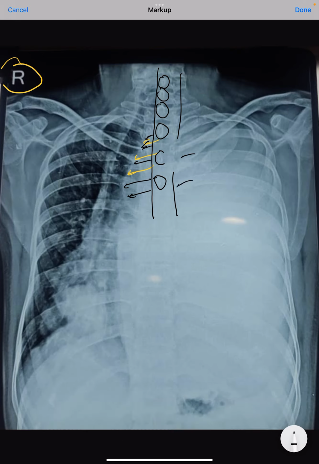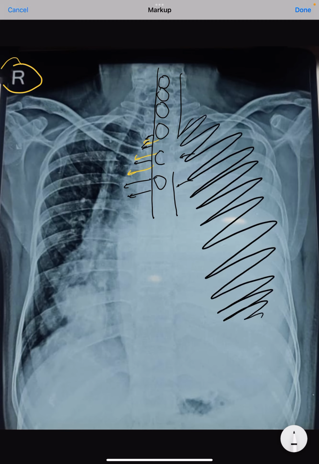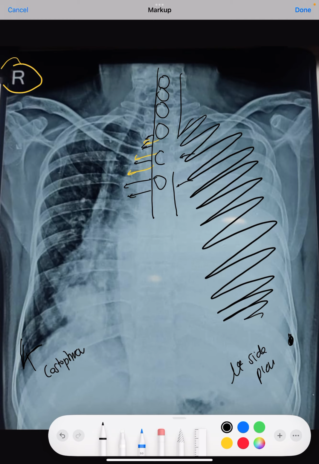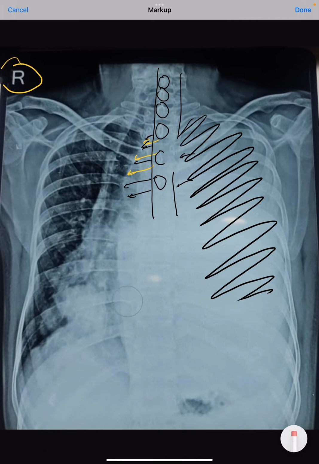So this dense white or radio-opaque thing, because the angle is not clear. See, on the right side the costophrenic angle is pretty clear, but here it is blocked. It means that there is effusion for sure. So there is left sided pleural effusion for sure. Now it can be either collapse.